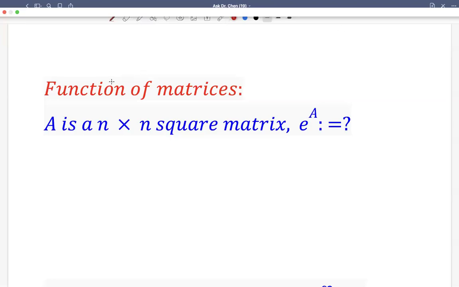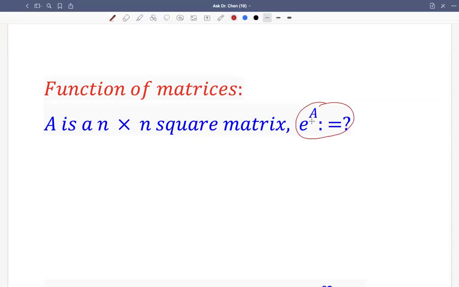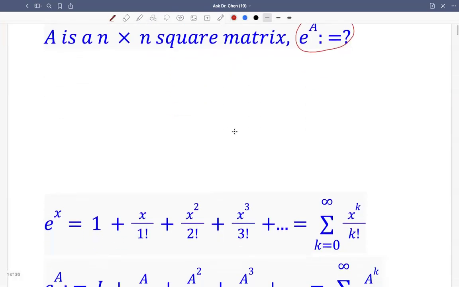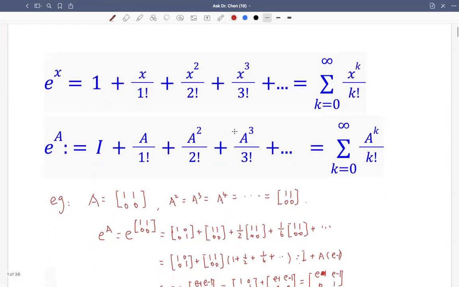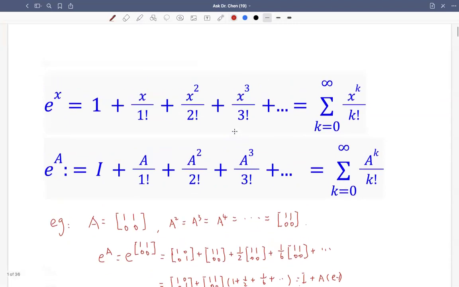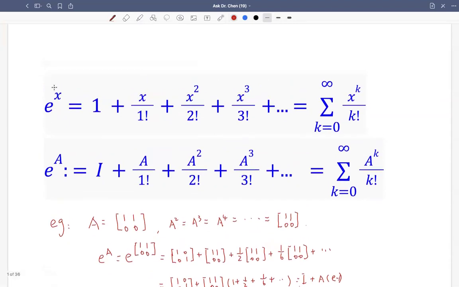Let's see this question. It's about functions of matrices. So the question is, what is e, Euler's number, raised to that matrix? So let's recall Taylor's series. In Taylor's series, e to the x can be represented as an infinite series like this.